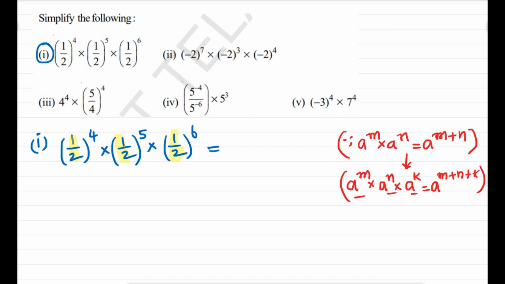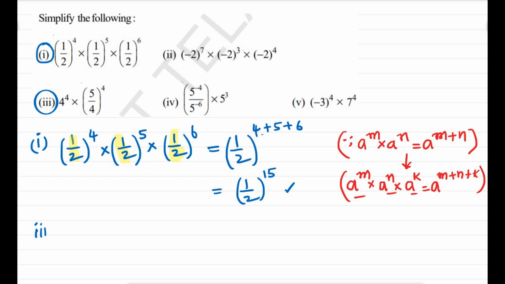See that: 1 by 2 whole to the power of 4 plus 5 plus 6. Now how much is it? 4 plus 6 is 10, 10 plus 5 is 15. So 1 by 2 whole to the power of 15 is our final answer. And we'll take one more. I'll take number 3 here. Let us solve number 3.